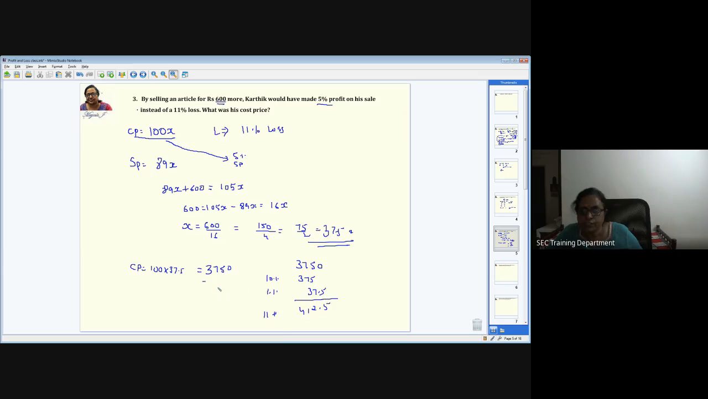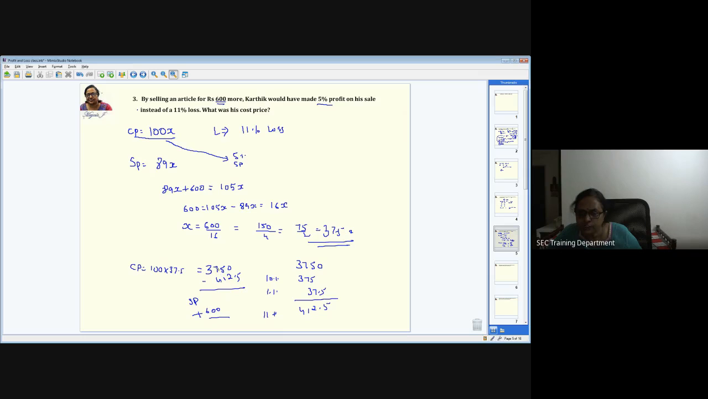But you can cross check, or even in the lab record notebook, you can try to do this and prove it. So 412.5, you have to subtract, that becomes your selling price, and then add 600 to that and see that you're getting 5% more than the cost price.